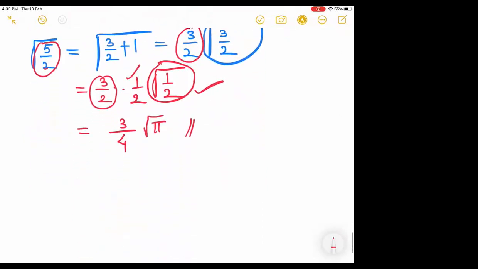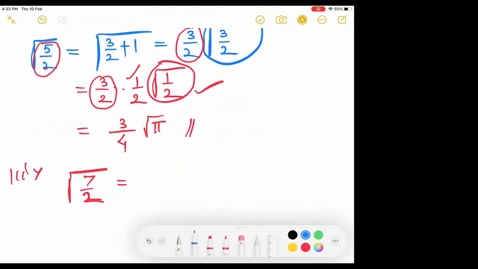Okay. Similarly, you tell me quickly what is the answer for gamma 7 by 2. Where will you start from? Suppose it is asked for gamma 7 by 2.